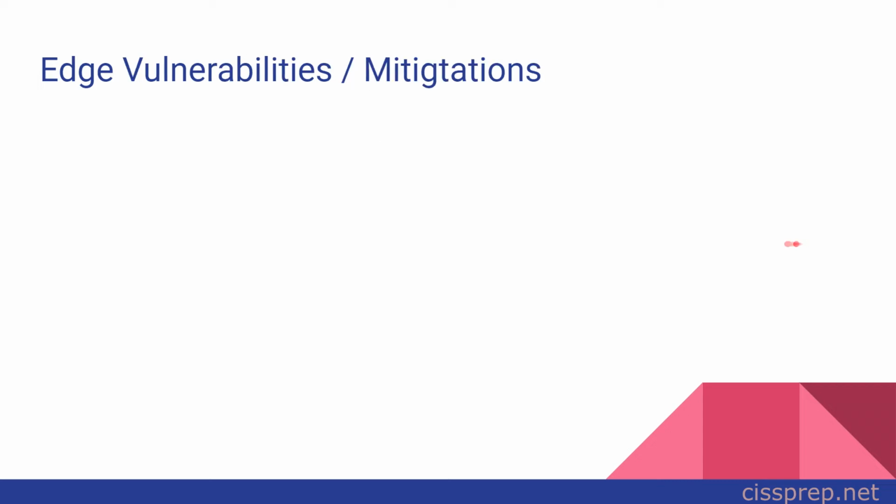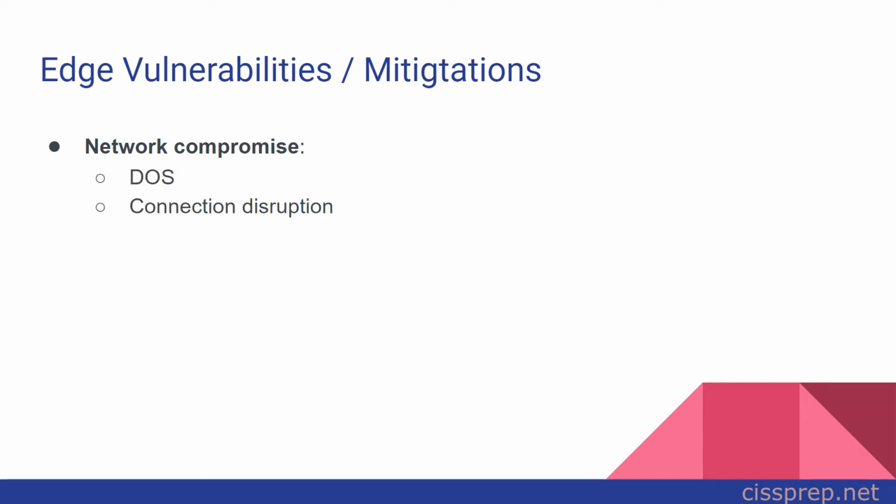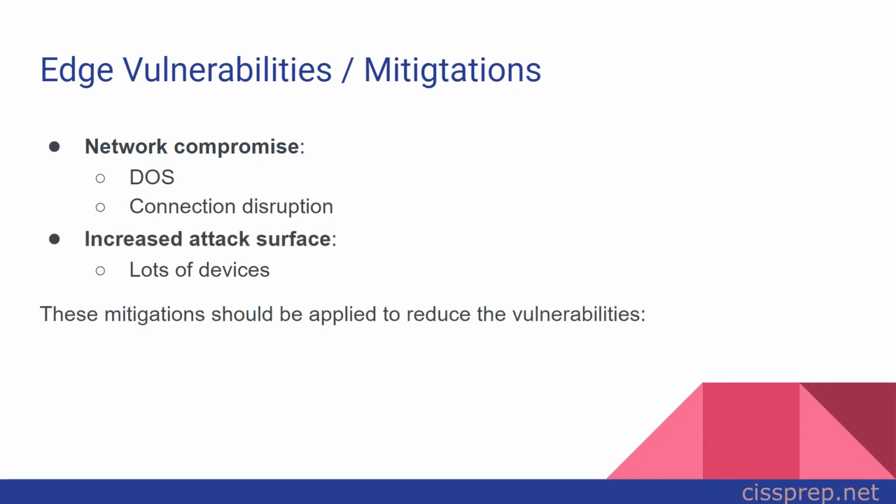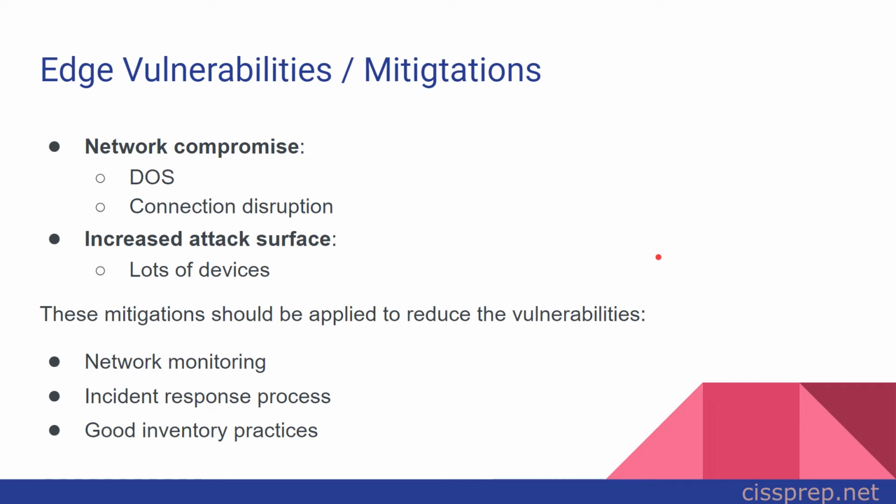Here are some edge computing vulnerabilities and mitigations you'll need to be aware of. These aren't anything new. It's mostly just applying wisdom to the edge computing concepts. You have these two vulnerabilities: network compromise, which includes denial of service and disruptions to the connection. And you also have the increased attack surface just by having so many devices out there. Mitigations, of course, would include monitoring, a solid incident response process, and a solid inventory process to help reduce the possibility of rogue devices or misconfigurations.